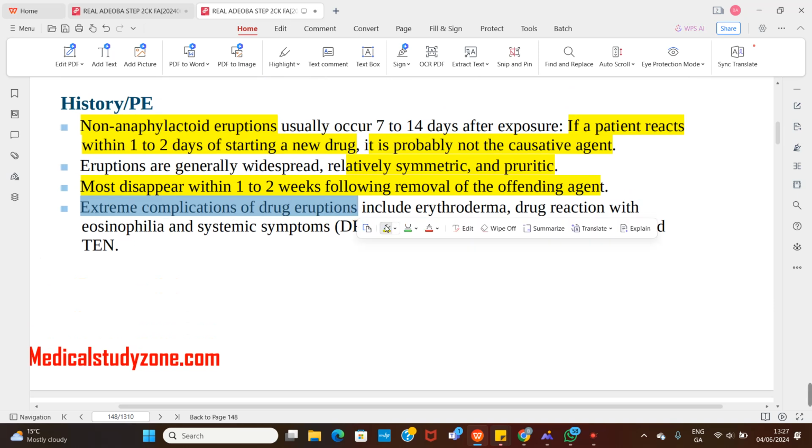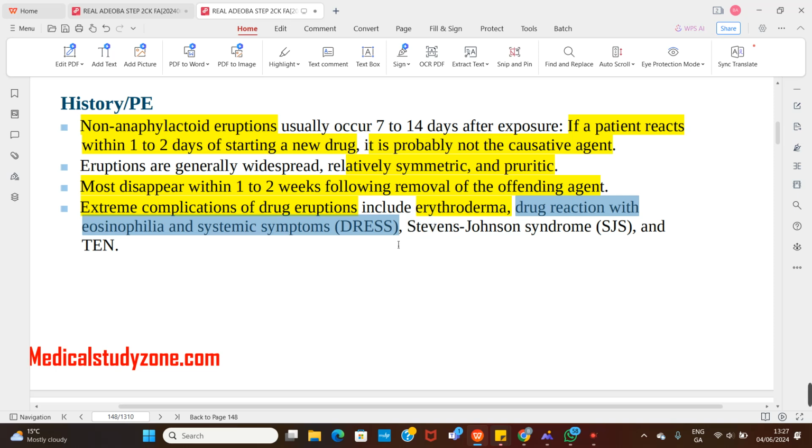So they can have erythroderma. Erythroderma just means you're having erythematous lesions affecting about 90% of the skin surface, right? So they can have some scaly erythematous regions affecting about 90% of the cutaneous part of the body, the skin. That is erythroderma. They can have DRESS syndrome. These are things that they commonly test.